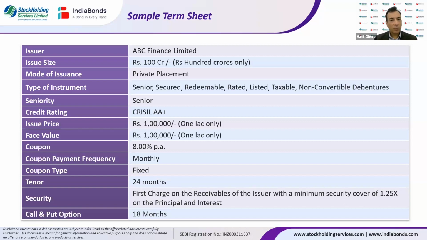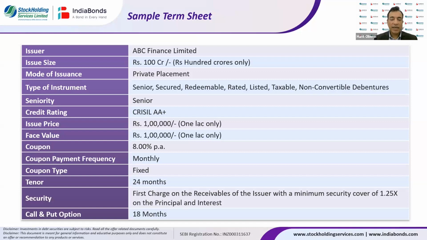So first and foremost, who is the issuer of the bond? For an example, हमारे लिए ABC Finance Limited हो गया. What was the issue size? 100 crores is an issue size of the bond. So ठीक है, this is an average size bond issuance. Generally, bond issuances between 25 to 100 crores are considered small issuances, 100 to 500 crores are considered medium size issuances, and above 500 crores are considered large issuances.